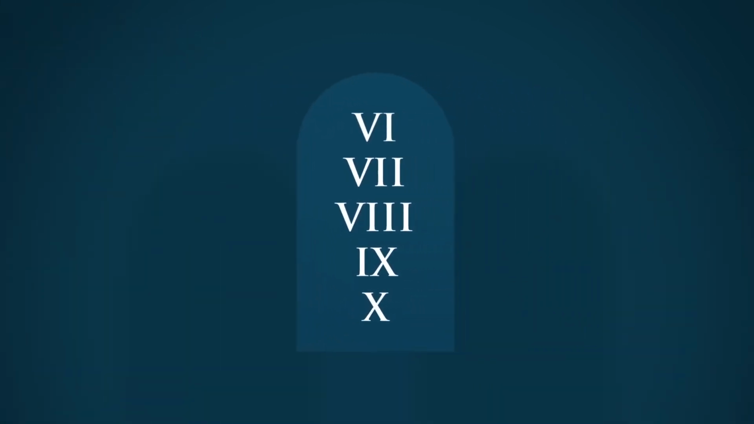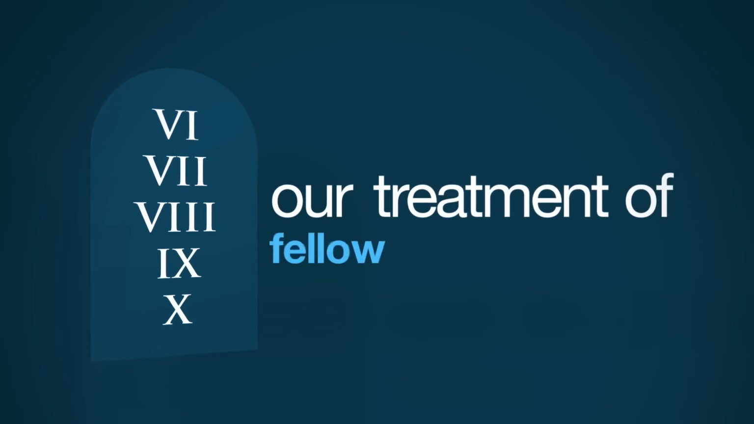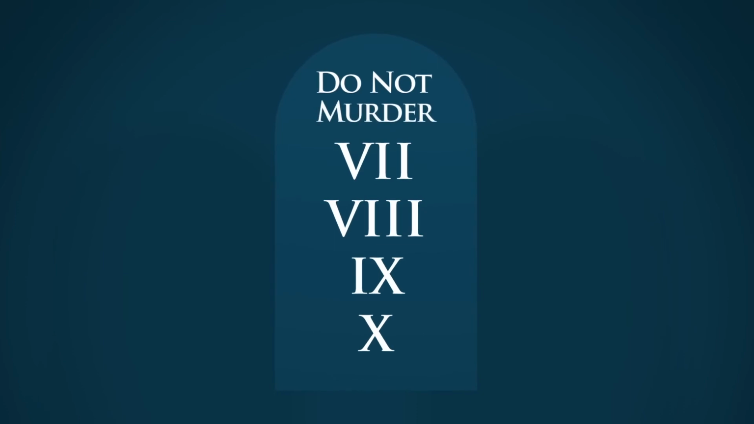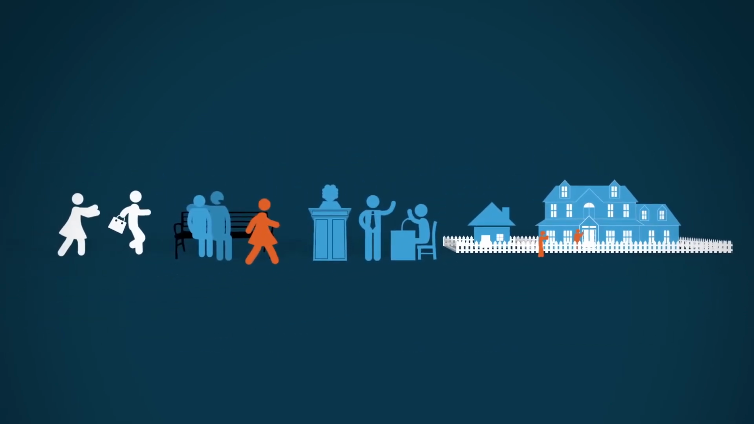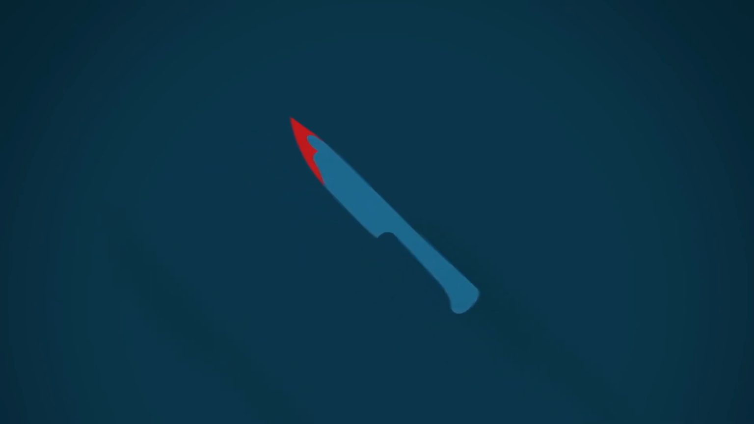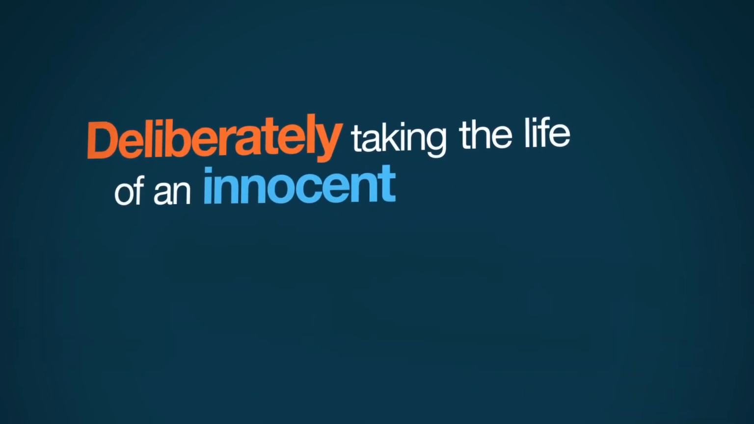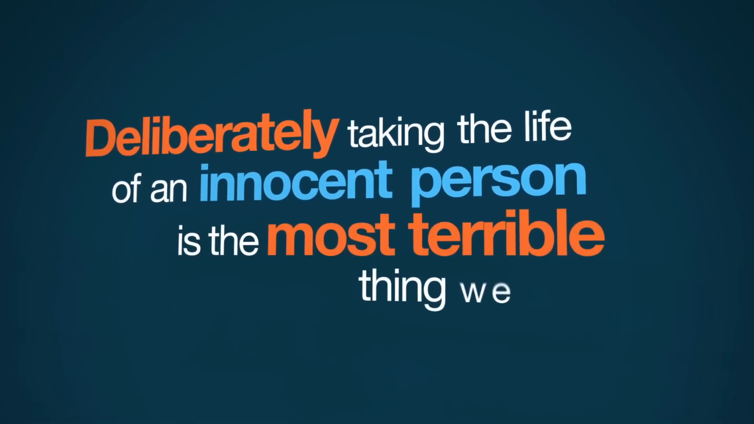The 10 Commandments are portrayed on 2 tablets. The 5 commandments on the second tablet all concern our treatment of fellow human beings. The first one on that list is "do not murder." Why? Because murder is the worst act a person can commit. The other 4 commandments prohibiting stealing, adultery, giving false testimony, and coveting are all serious offenses. But murder leads the list, because deliberately taking the life of an innocent person is the most terrible thing we can do.